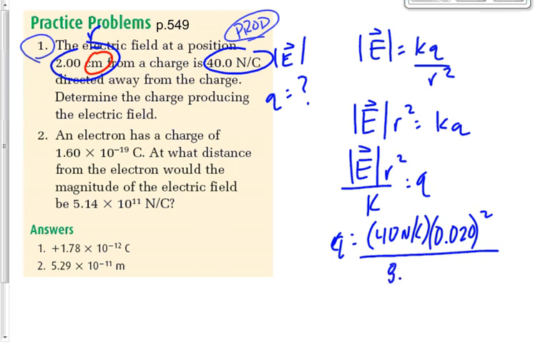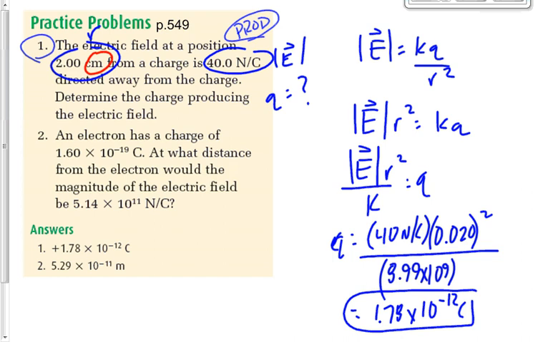So K is 8.99 times 10 to the 9. We do the math on that one, and I think it should work out to be 1.78 times 10 to the negative 12 coulombs. Now, this equation won't tell me whether it's a positive or negative charge. They're telling me that it's positive in my answer here.